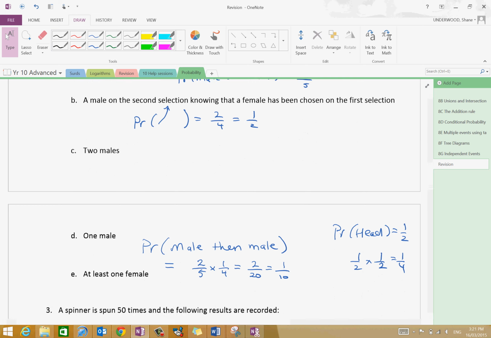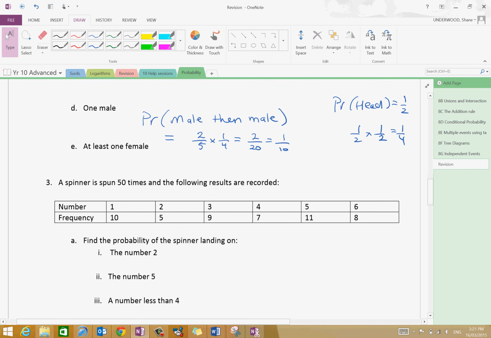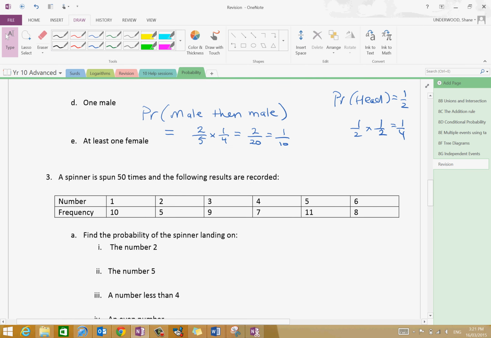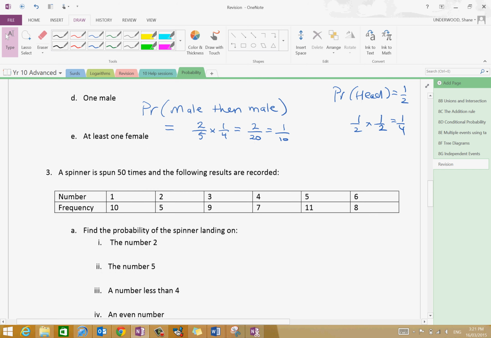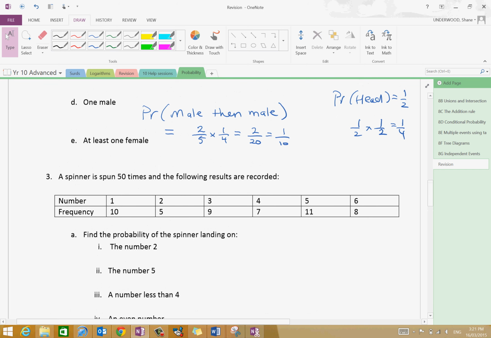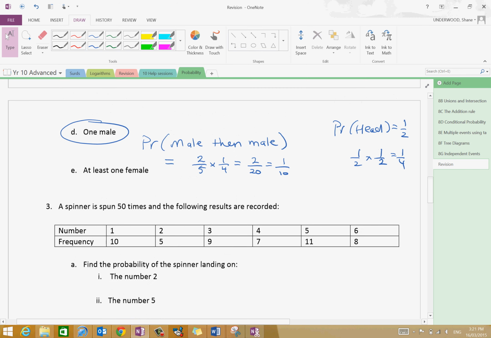Out of its probability. What's an absolute certainty? 100% or 1. So, at least one female, there's only one instance where that doesn't happen. And we've just worked that out, haven't we? Or actually, have we worked that out?